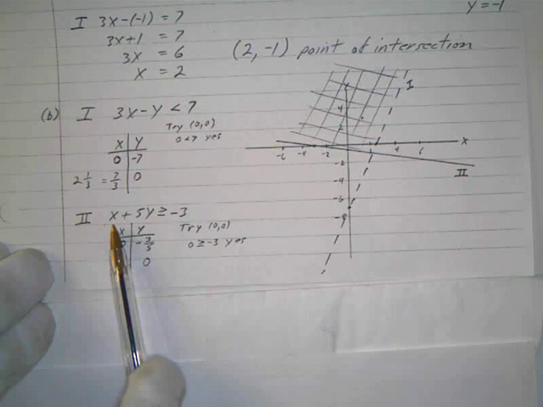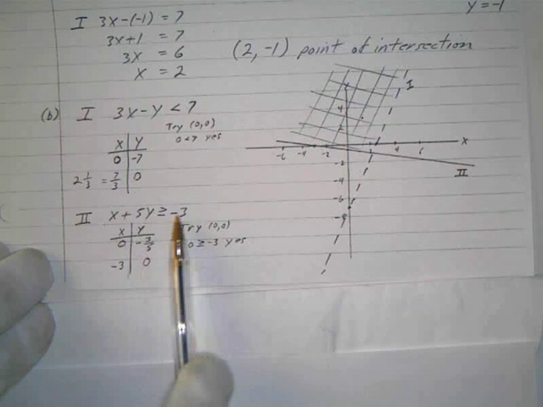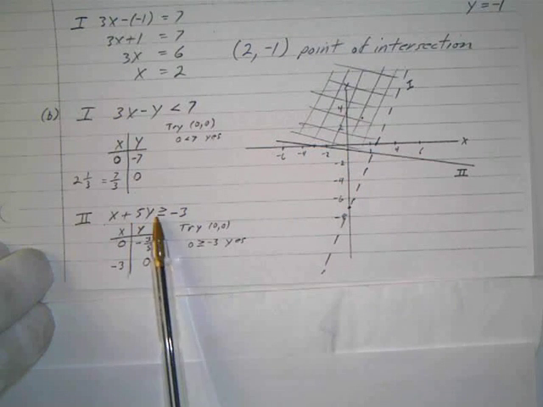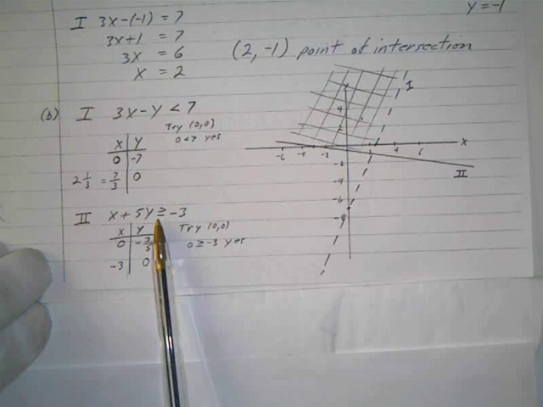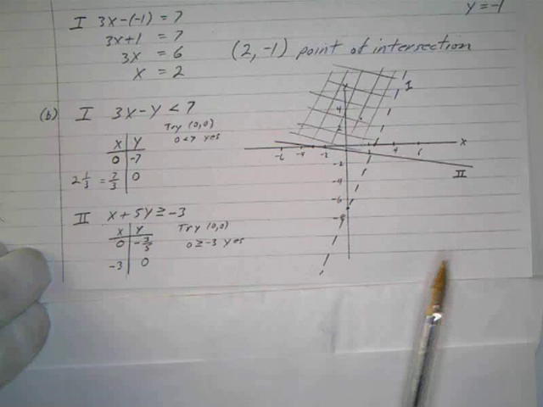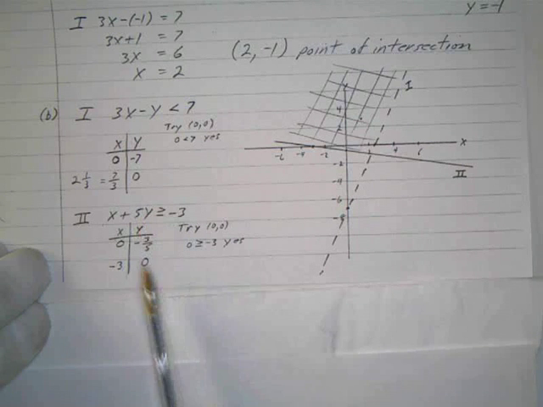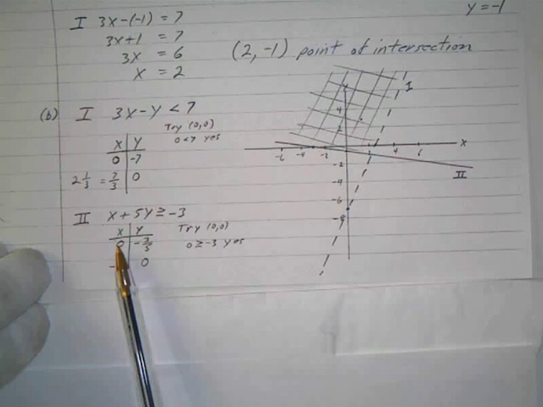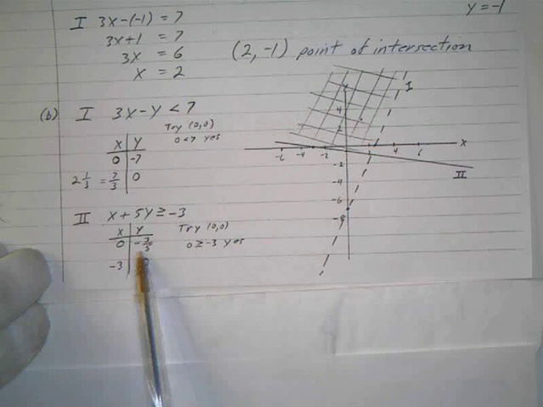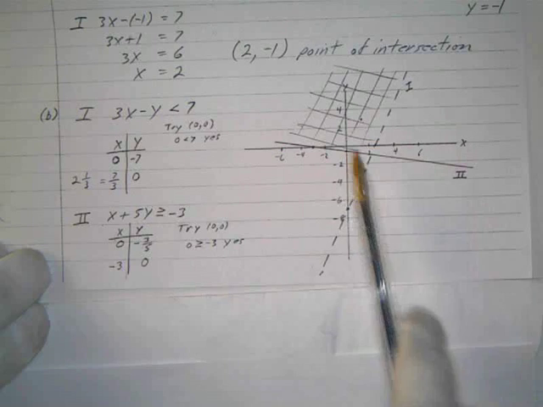And the same for this other line, x plus 5y is greater than or equal to negative 3. Again, I'm just going to use x plus 5y equals negative 3, and that's going to be a solid line because it's got an equal sign here. And I just did the 0 points here. When y is 0, x is negative 3. When x is 0, y is negative 3/5.